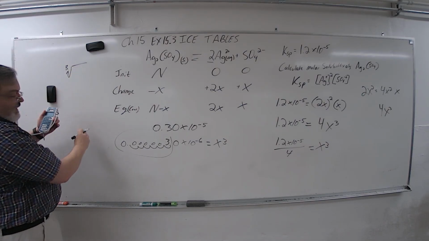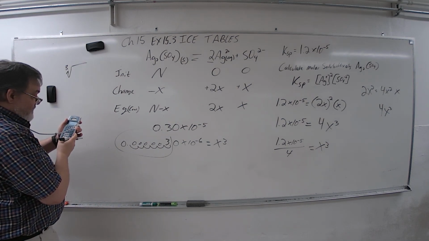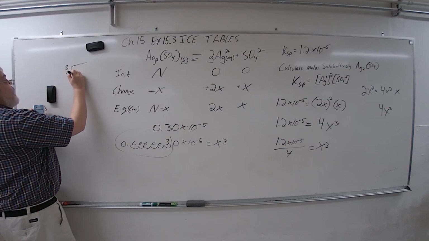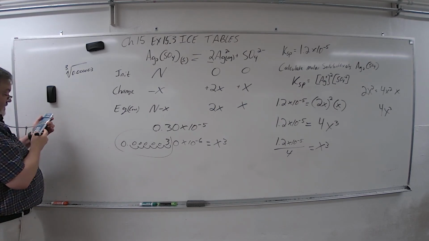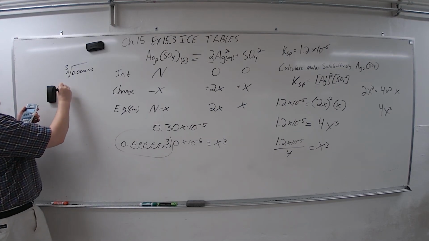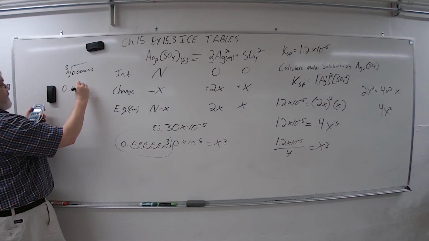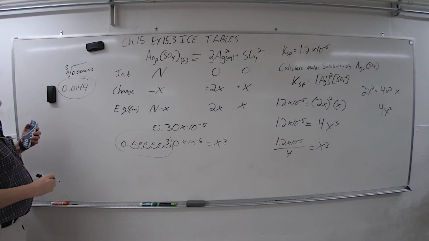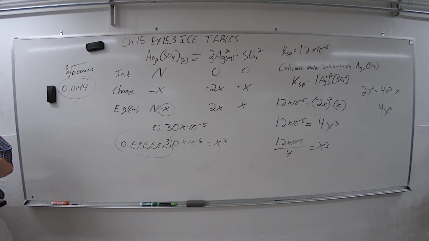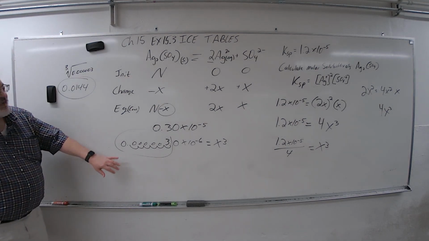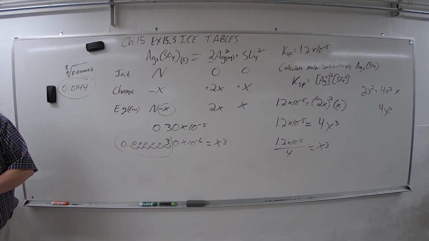I've got that. Now I want to put in 0.000003. That's what it gives me. So that's what x is. And that's what the molar solubility is. So anyway, learn how to do the cube roots or whatever roots on your calculator so you can solve these.